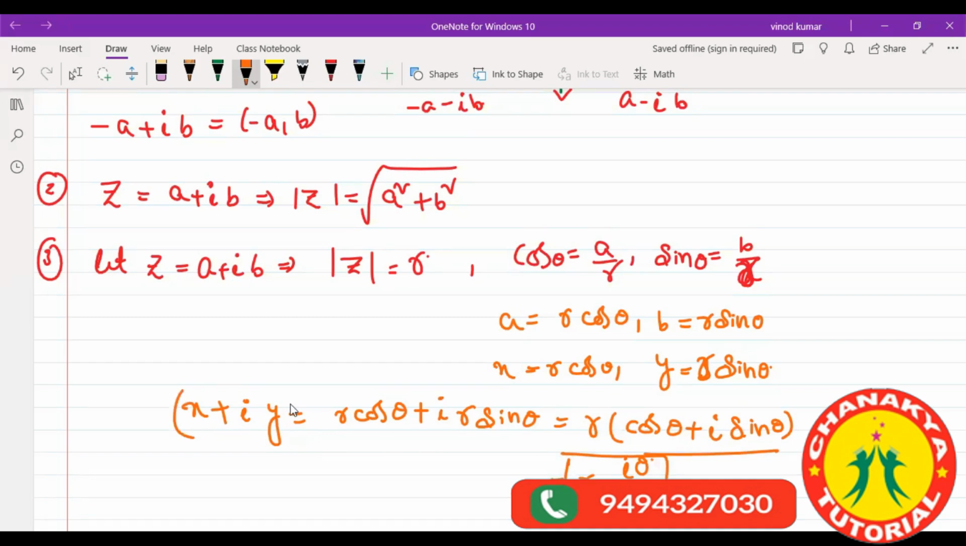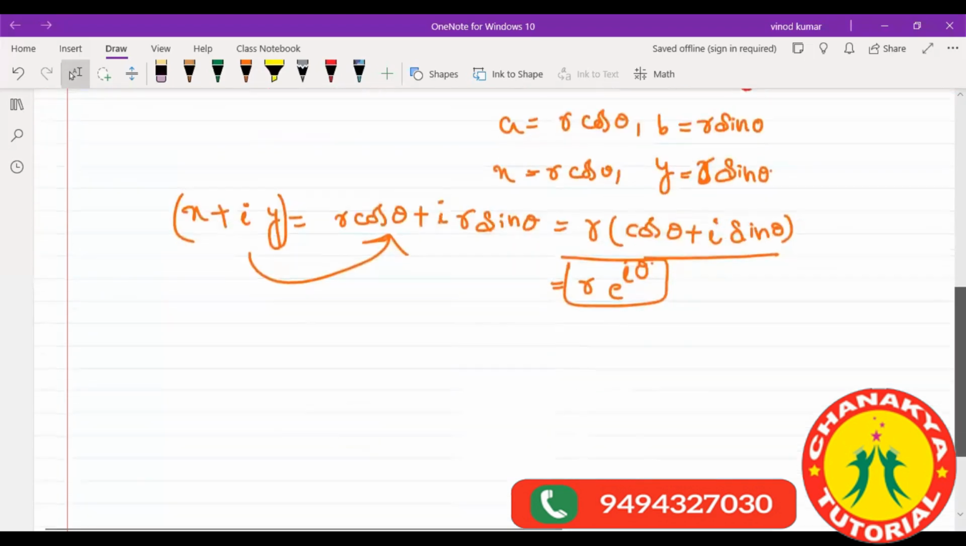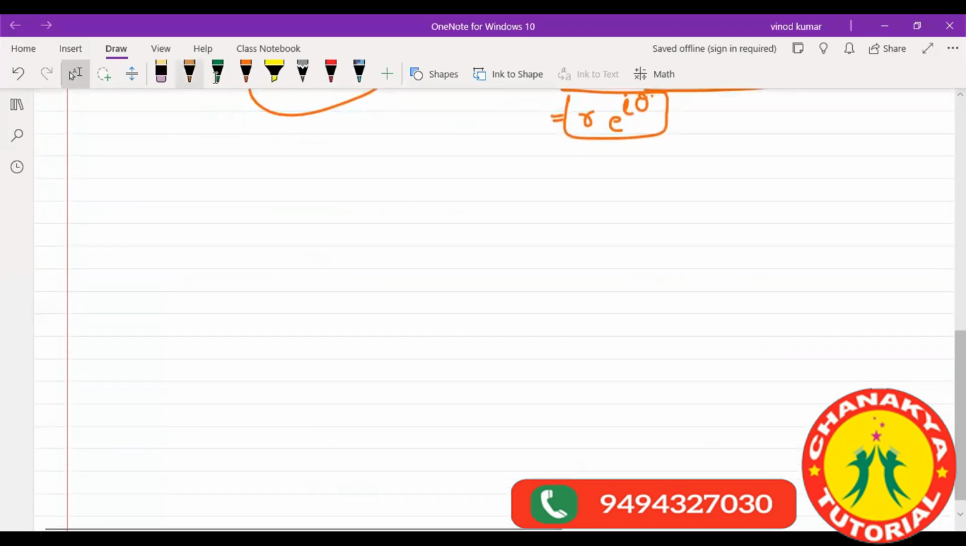This is a complex number, and this polar form is nothing but this. I hope you understand this. Yes, sir, I got it.